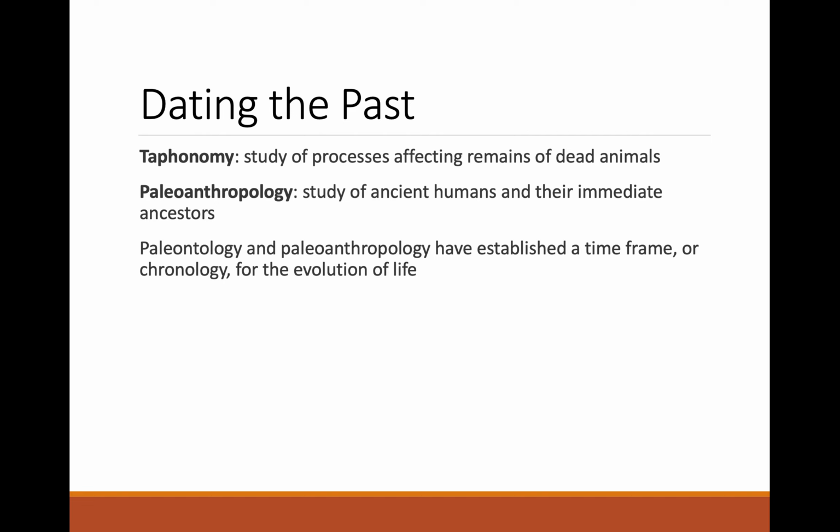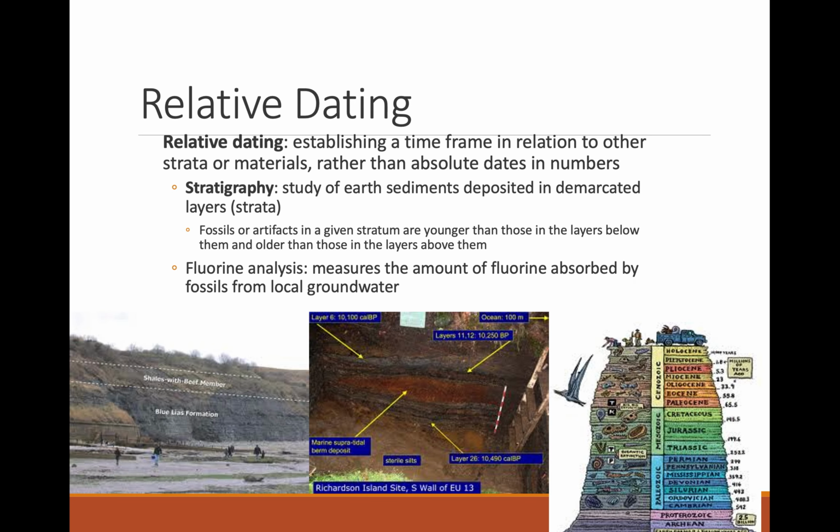Paleoanthropology, of course, looks at ancient humans and their immediate ancestors, right? Paleoanthropology also looks at the remains of prey items, for example, and other materials that they used within a site. So, over the history of the development of both paleontology and paleoanthropology, we've been able to determine an established time frame, or chronology, for the evolution of life on Earth.